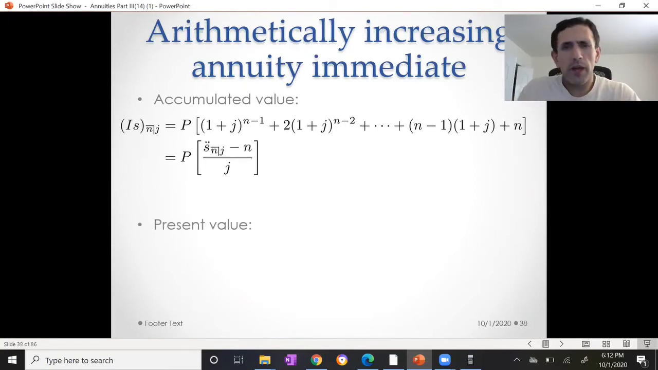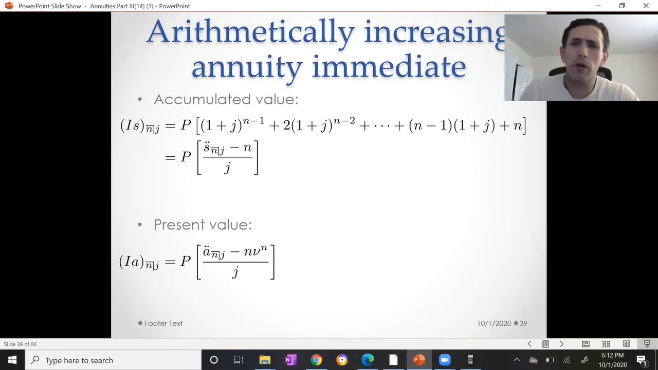Okay, so before I do that, multiply everything by 1 plus j to the minus n, same thing as multiplying everything by nu to the n. Well, the future value just becomes the present value. N becomes n times nu to the n. So you have your present value. And again, standard actuarial notation, I for increasing. We'll actually see a decreasing version in the next video. But all right, so let me put this to good use.